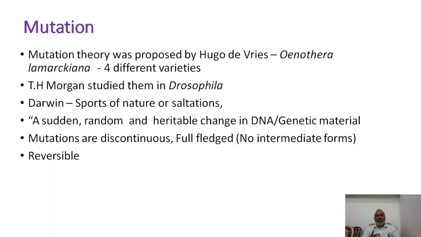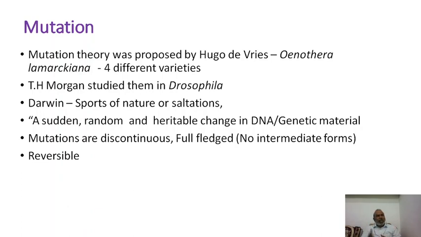It is a sudden change. But in what direction it is happening, we cannot expect. It's a random change, everywhere or at any time it can happen, but it is heritable. So this change is passing to the next generation because the change is happening not in the somatic cell, but in the DNA. Of course, mutations may occur in somatic cells also, but mutations definitely occur in the DNA, that means in the genetic material of the cell.